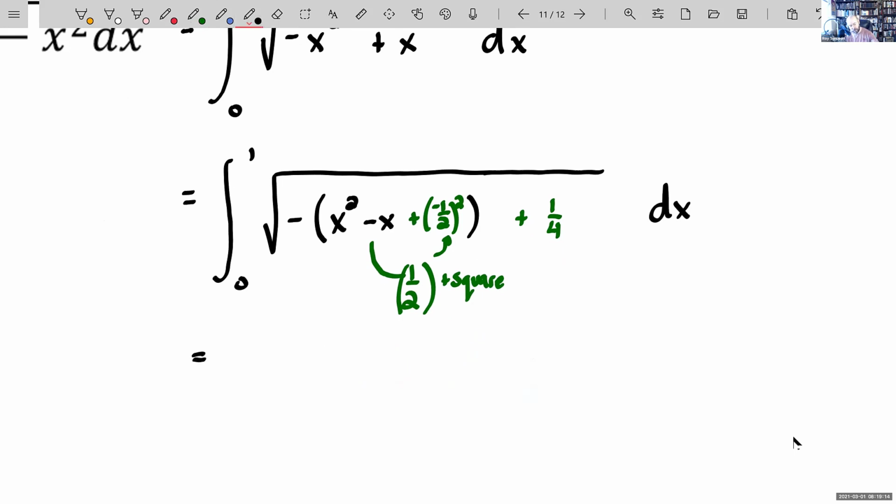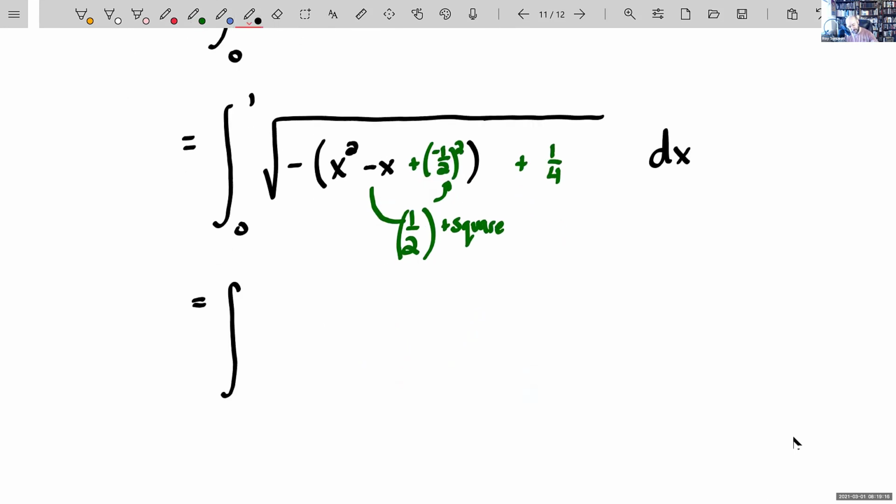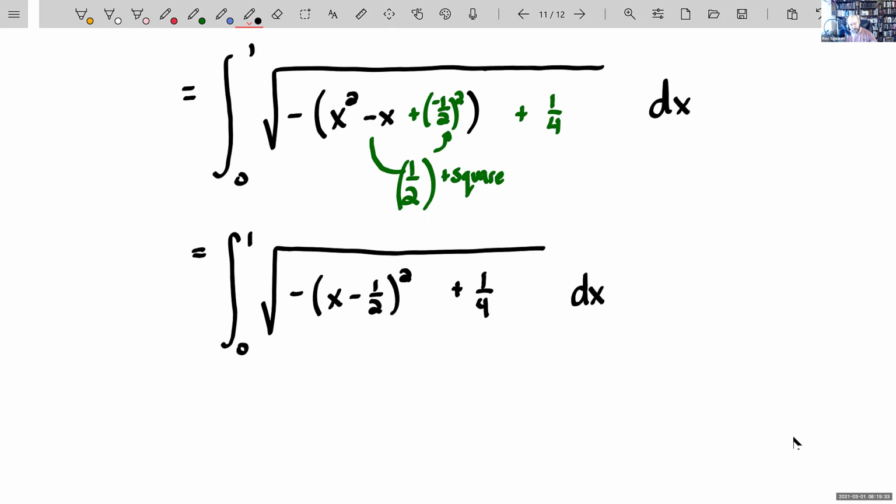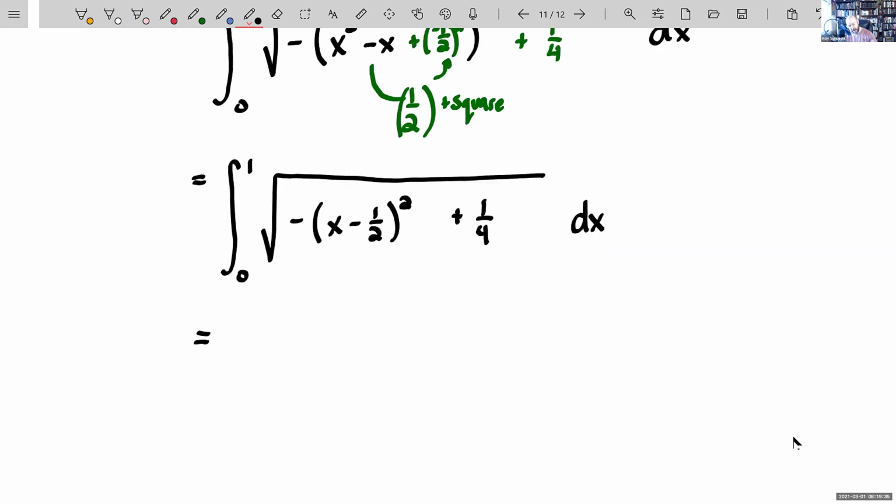And now I'm going to choose to write it in a different order. Minus, I have that negative sign, then this is going to factor to x minus 1/2 and quantity squared. And then we still have that plus 1/4 and a dx. And now what I'm going to do is reverse the order because I dislike having the subtraction go first. So I'm going to write it this way.